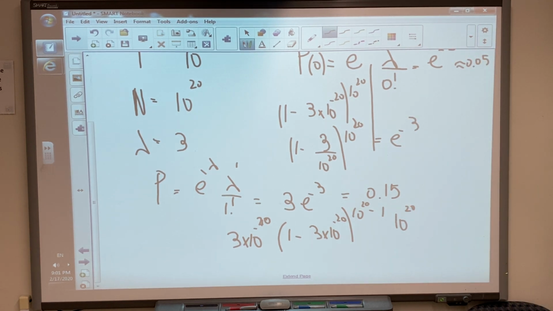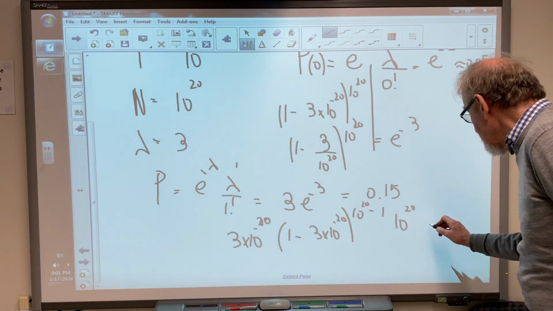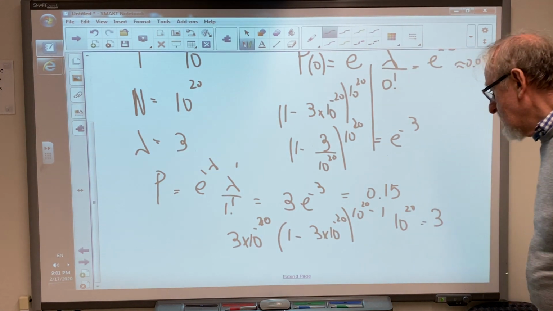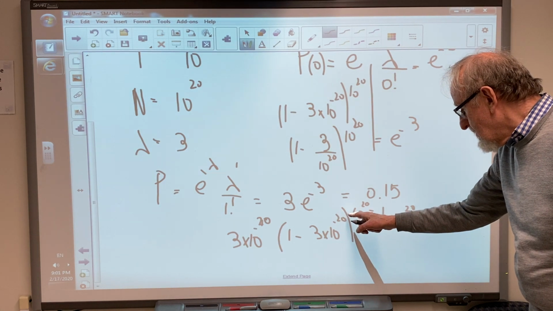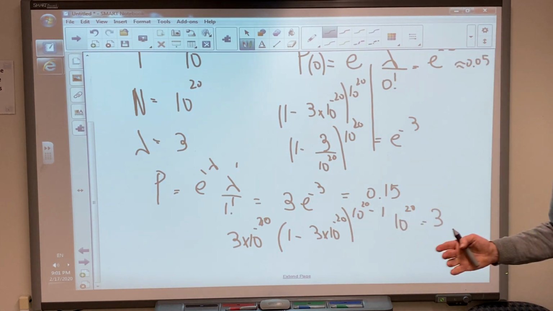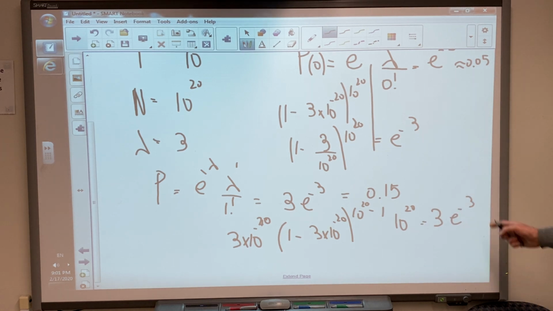If you calculate all these things, what do you get? The 10 to the 20 and the 10 to the minus 20 cancel, and you get 3 times (1 minus 3 over 10 to the 20) to the power 10 to the 20 minus 1. This will be again e to the minus 3. So you get 3 times e to the minus 3. So you see that indeed, if I calculated the thing exactly, I would get this very much.